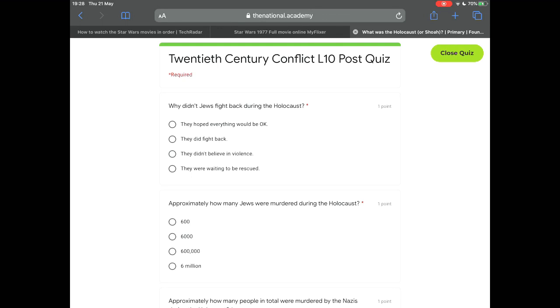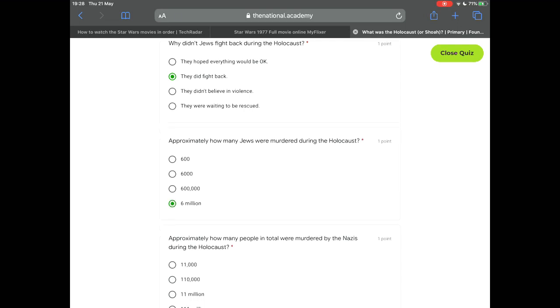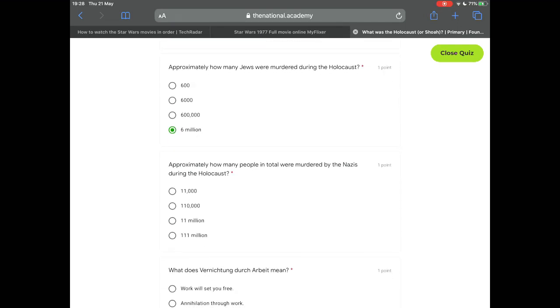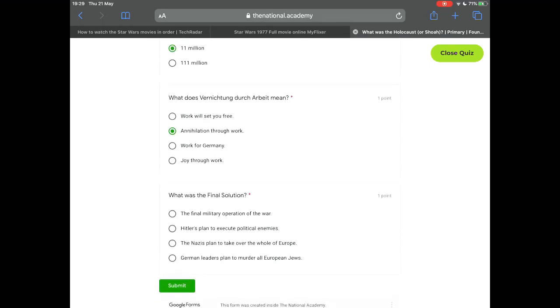So why didn't the Jews fight back during the Holocaust? They did fight back. Approximately how many Jews were murdered during the Holocaust? 6 million. Approximately how many people in total were murdered by the Nazis during the Holocaust? About 11 million. What does Vernichtung durch Arbeit mean? It means annihilation through work. What was the final solution? It was the German leaders' plans to murder all European Jews.